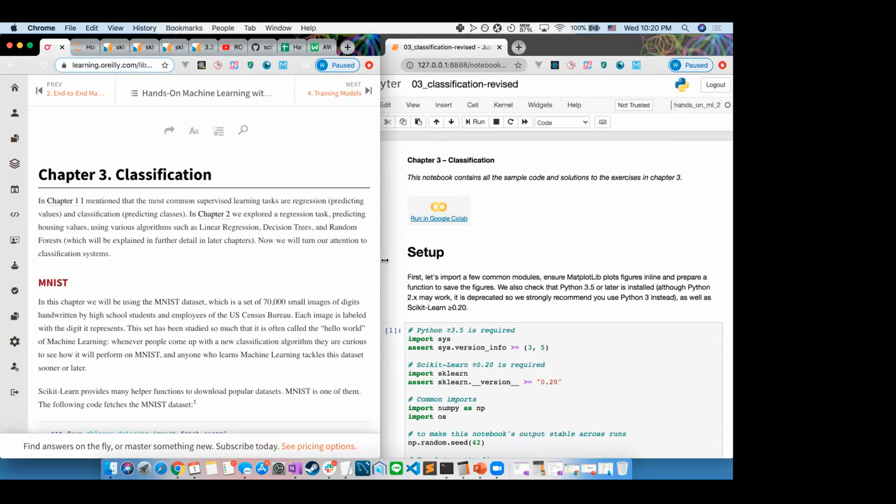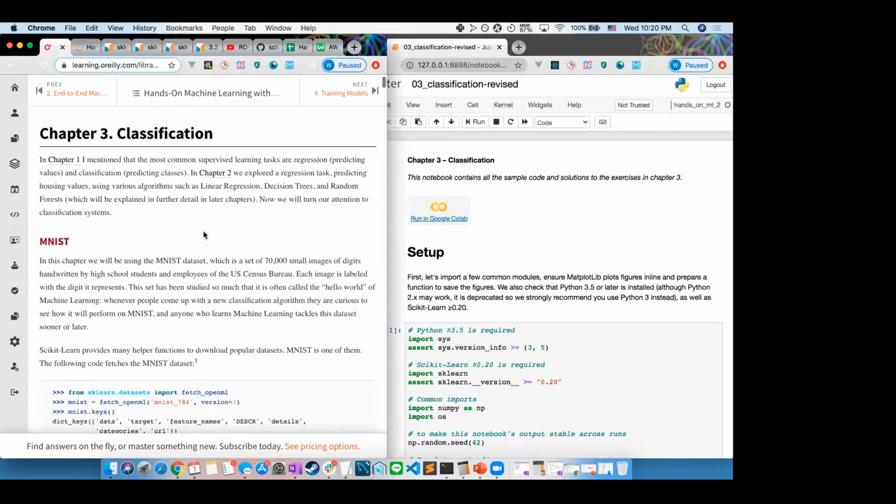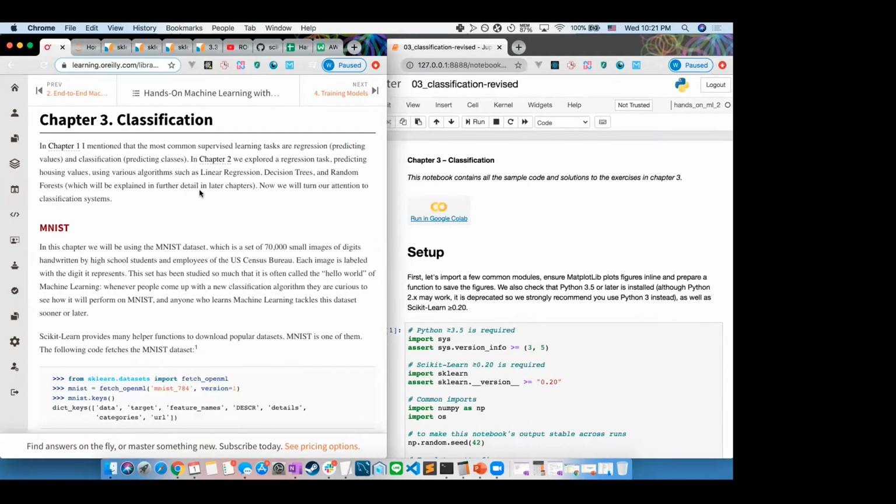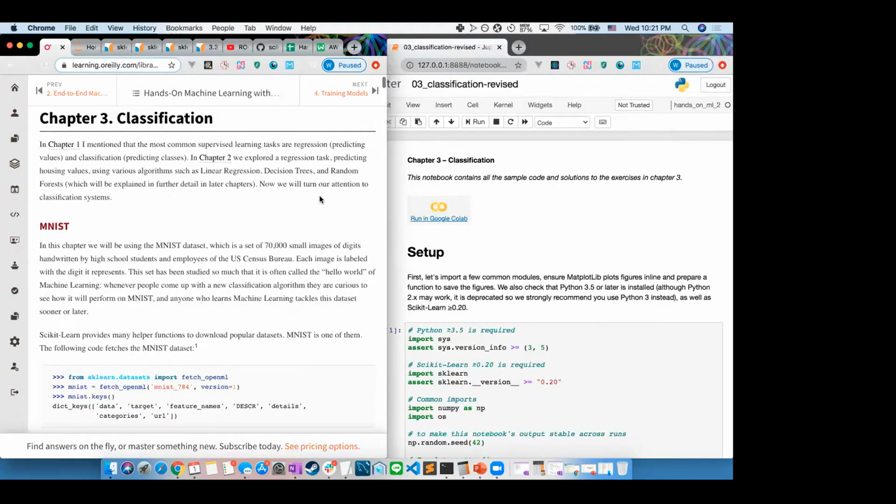I think it says in chapter 1, the most common supervised learning tasks are regression, predicting values, and classification, predicting classes. In chapter 2, we explored regression tasks, predicting housing values using various algorithms such as linear regression, decision trees, and random forest. Now we'll turn our attention to classification systems.